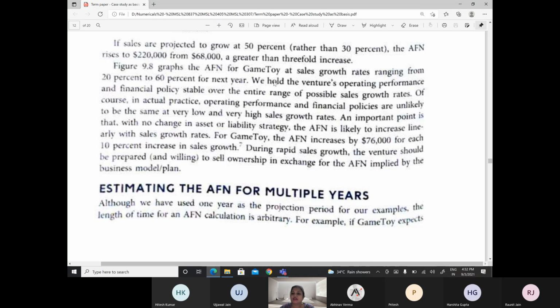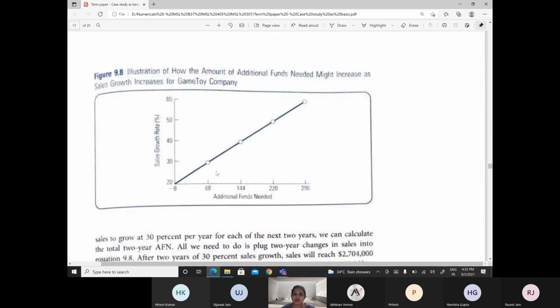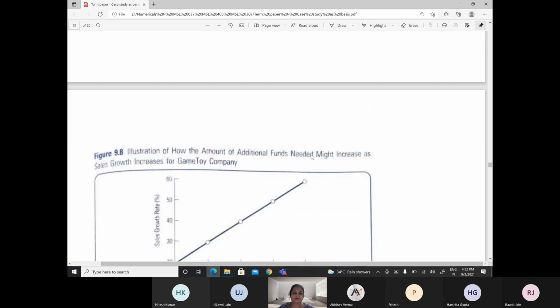During rapid sales growth, the venture should be prepared and should be willing to sell ownership in exchange for the AFN implied by the business model or plan. Okay, so first just look at how linearly your AFN is growing with your sales growth rate. So the venture should be ready to then sell ownership and get that additional fund. So this is another reason why you find a lot of these startups seeking VC financing, because they know that the kind of funding required to fuel the kind of growth, they would not be able to generate that themselves.